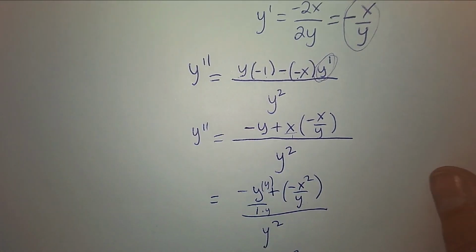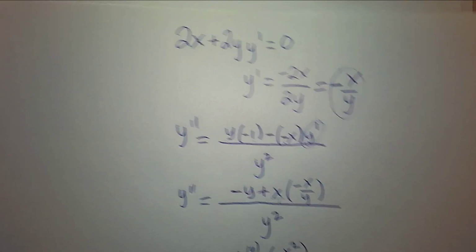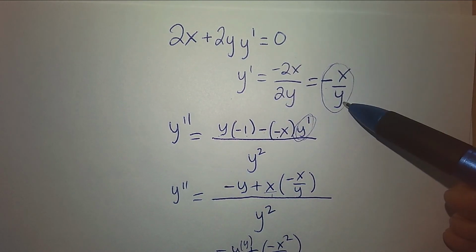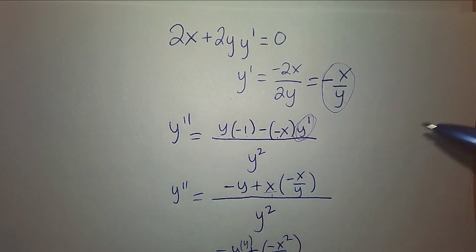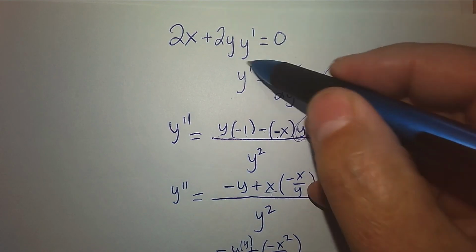What was your question first? Why did you bring y prime in at the beginning? Because to take the derivative of y, you have to do y prime. So at the very beginning, y prime equals what? Negative x over y. When I took the second derivative, there's a y prime in the answer, so I did a substitution, because I know what y prime equals.